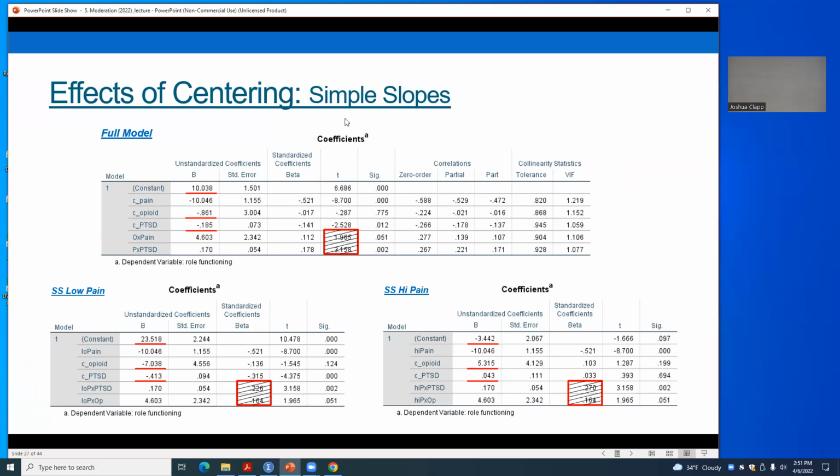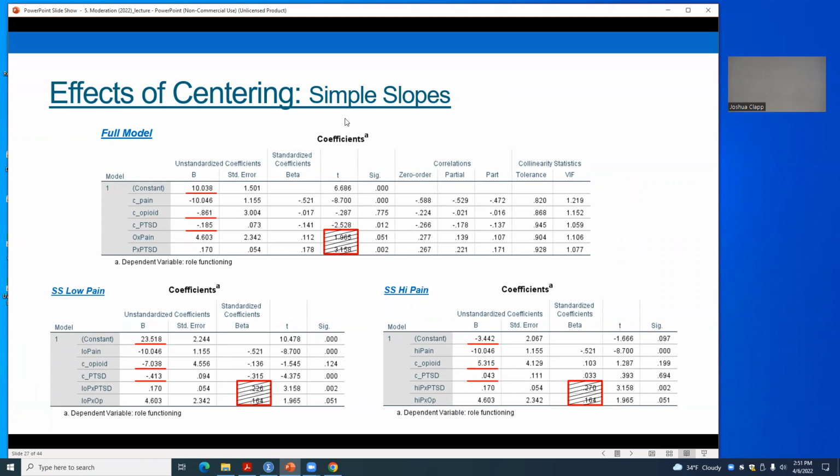My base model, my constant has changed, right? But that makes some sense. This is the expected value with everything held constant at 0, where 0 is average levels of pain. This is the expected value of role functioning with everything held constant at 0, but now 0 corresponds to low pain. And we see, as we would expect, better functioning if 0 corresponds to low pain as opposed to high pain, right? You'll see that your interaction terms are the same here, okay?